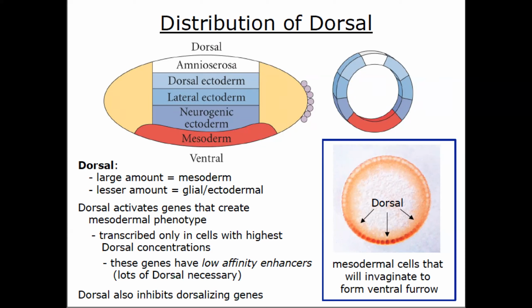So the presence of Dorsal specifies ventral fate. So it's like the opposite. It's not that the dorsal phenotype is missing. In fact, the whole embryo is dorsalized. So which is why right here Dorsal inhibits dorsalizing genes. So the absence of Dorsal in the amnioserosa, in these topmost cells, will give rise to the amnioserosa cells.